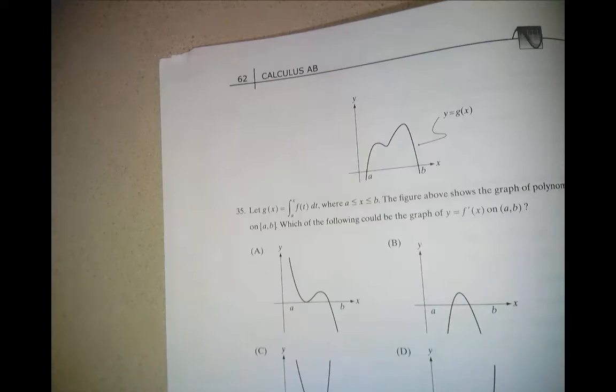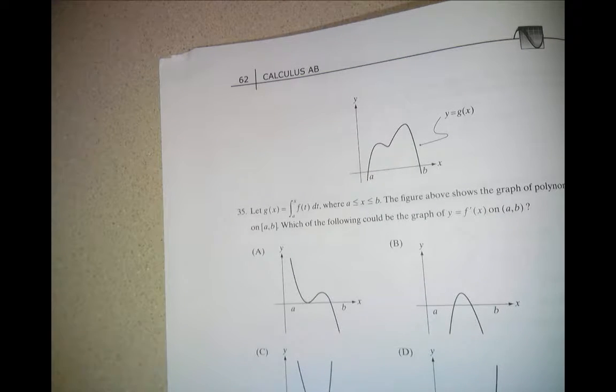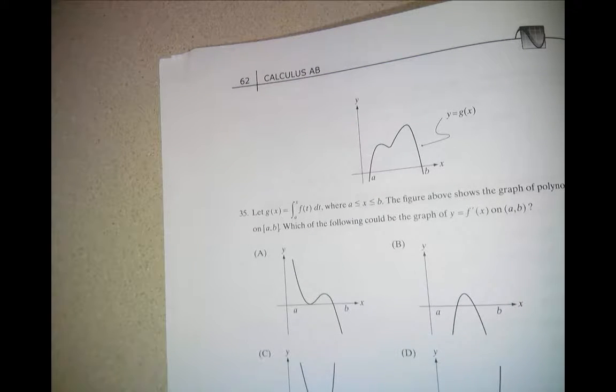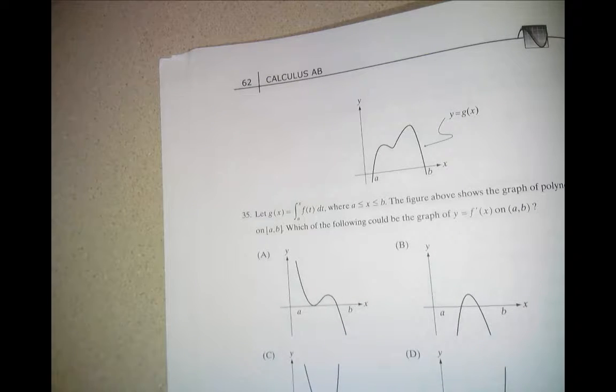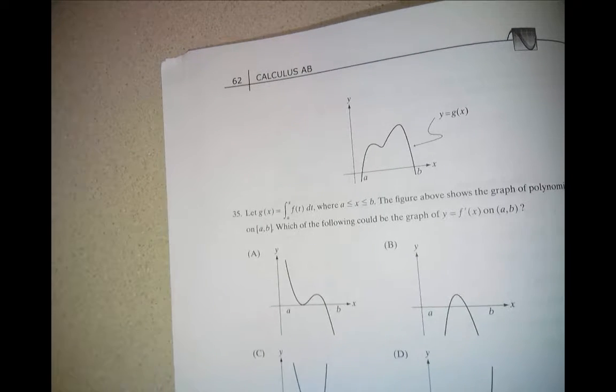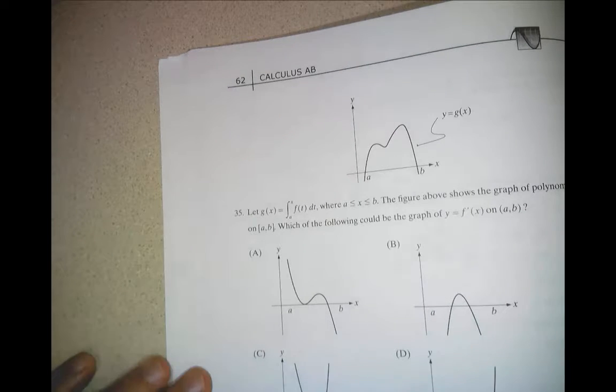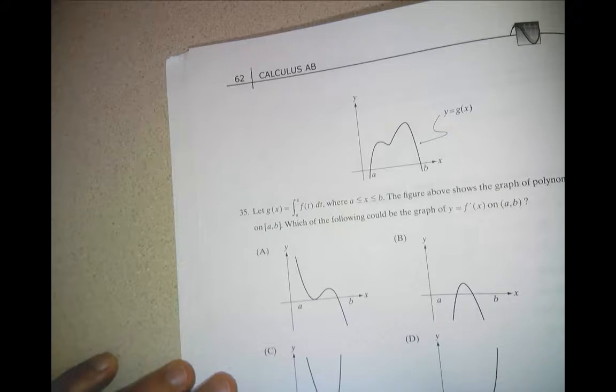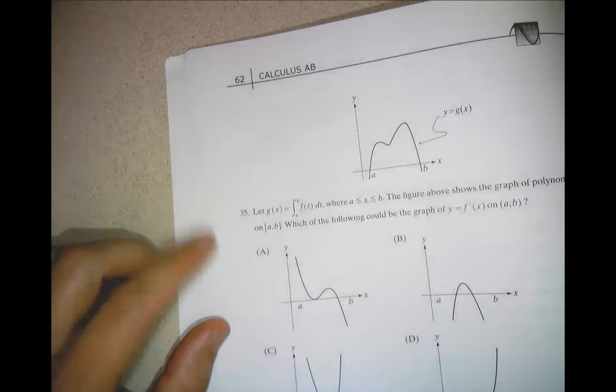All right, so here's a function g of x that we're defining. Oh wait, this is the graph of g of x. And we're also defining what g of x is. It's the integral from a to x of f of t dt. Which of the following could be the graph of y equals f prime of x? Okay. What does y equals f prime of x look like?